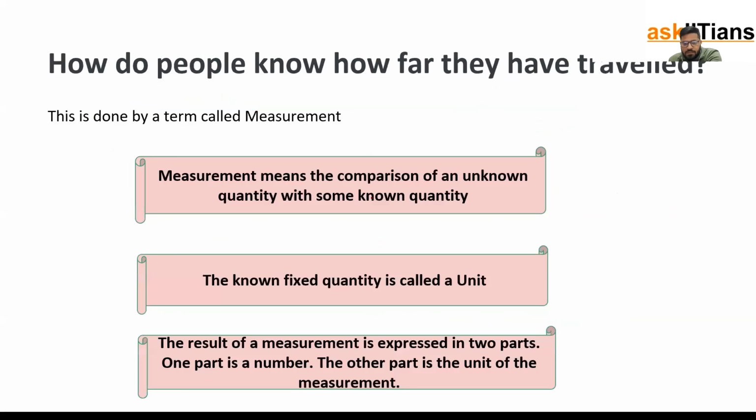Getting my point? Okay. So now, how do people know how far they have traveled? This is the question, how do people know how far they have traveled? So the answer to this question is measurement. You have to measure the distance you have traveled, then only you will be able to answer how far or how small you have traveled from one place to another place. So measurement is very important in day-to-day life, because you have to know how far or how small you have traveled. To get that idea, you need something called measurement.